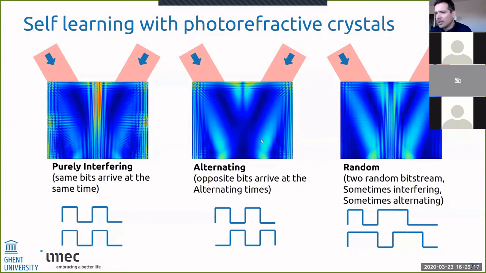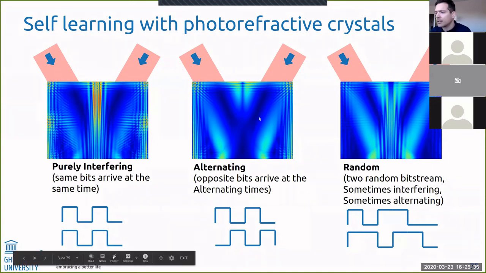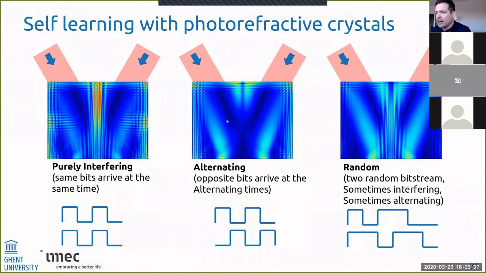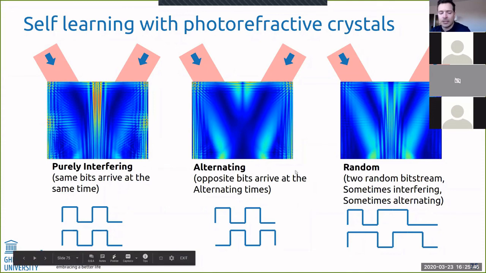This beam coupling effect is quite interesting, as it inspired us to see what would happen if you let different bit streams interfere. For example, when you let two identical bit streams interfere, you'll get a grating. If you let two alternating bit streams interfere, you basically get a non-interfering pattern. And if you let two random bit streams interfere, then you get a combination of both.